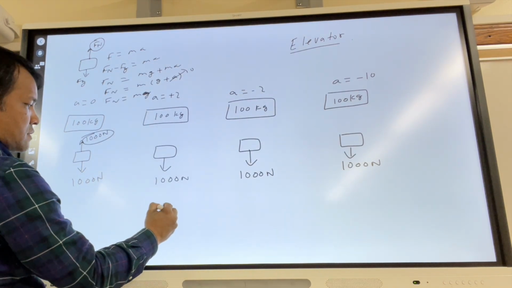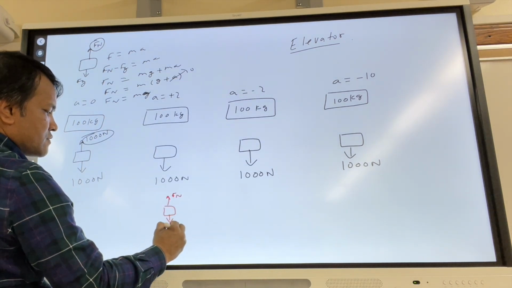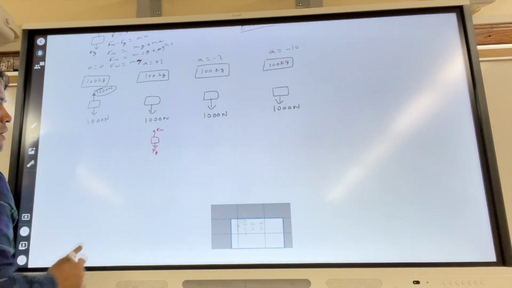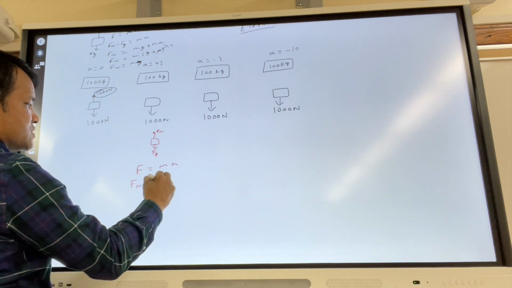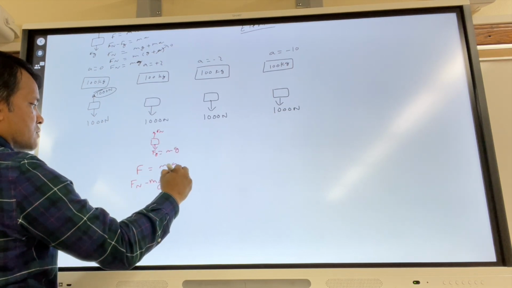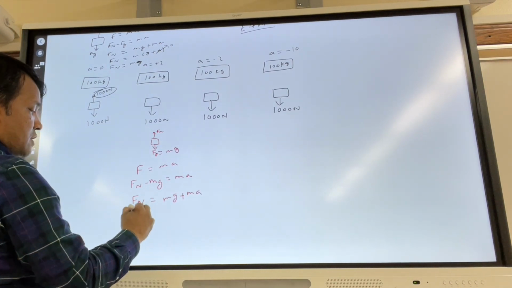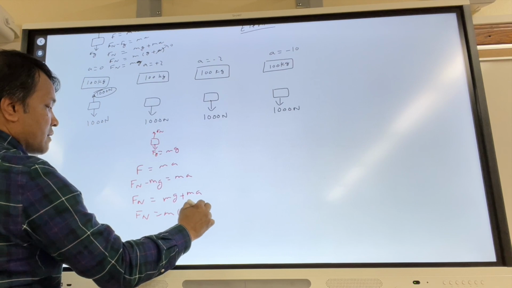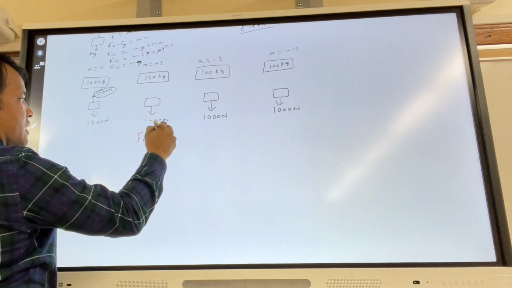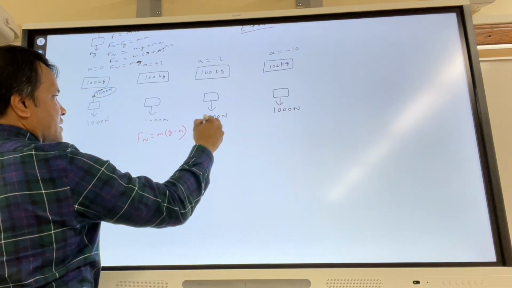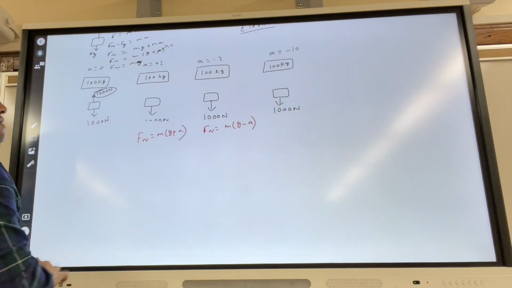Let's find the free body diagram for the next one. So this is Fn, this is Fg. How can I do that? F equal to ma. Fn minus mg is equal to ma. So Fn is equal to mg plus ma, so Fn is equal to m times (g plus a). This one is g plus a, and this one is g minus a.